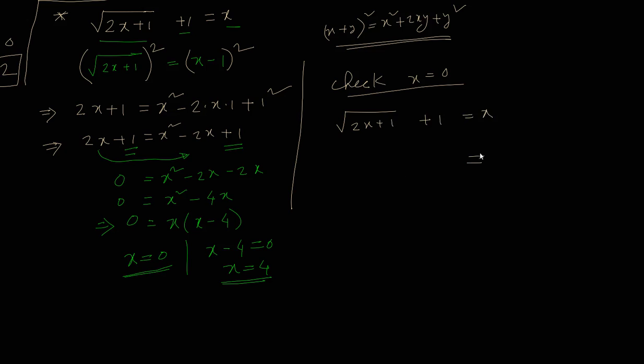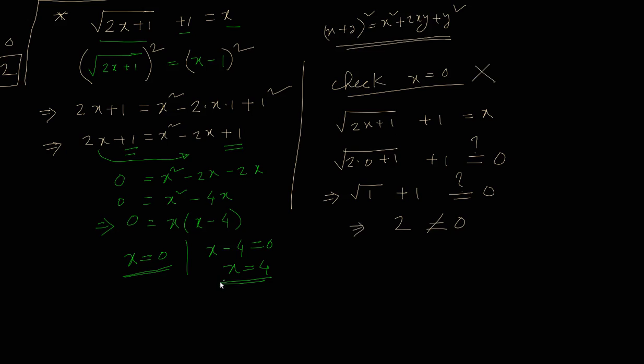So here I do not know if it is equal. X is 0, plus 1 is plus 1, and square root of 2x, x is 0, plus 1. So what I get, square root of 1 plus 1, here 0. So square root of 1 is 1, so it will be 2. So 2 is obviously not equal to 0. So that means x equal to 0 does not work.